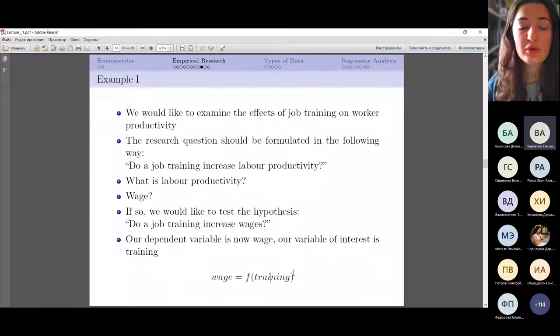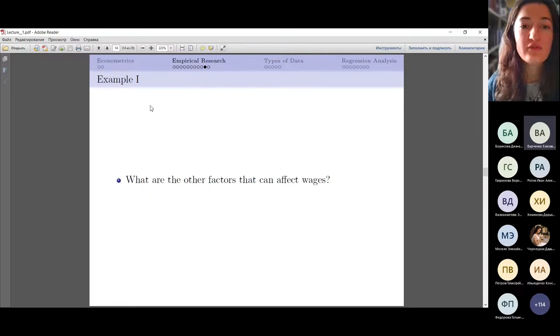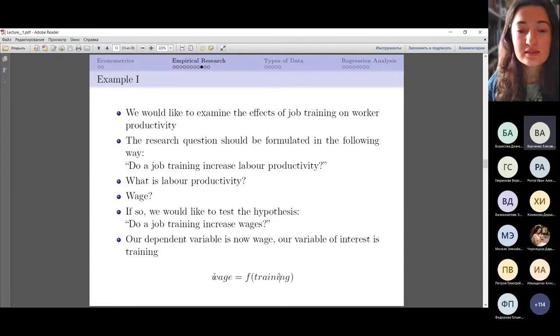And our variable of interest, this is maybe a new definition for you, our variable of interest is training. And we want to know how attendance of training influences our wage. More precisely, we want to answer the question by how much our wage will be higher or increase if, for example, we attend some professional trainings. But of course, again, let's see this function.